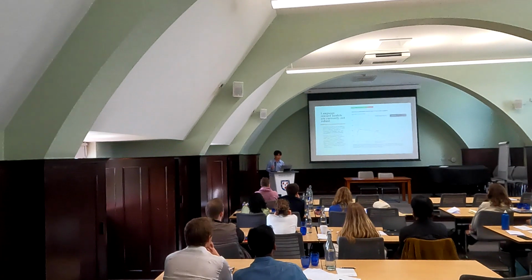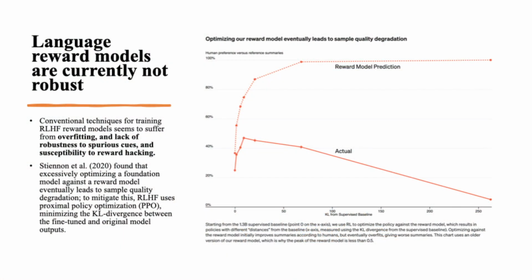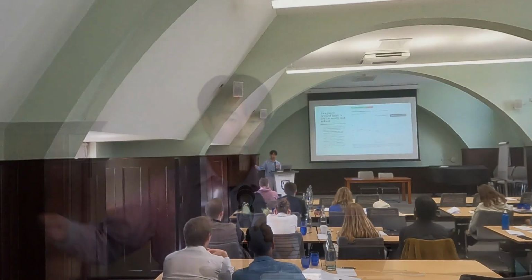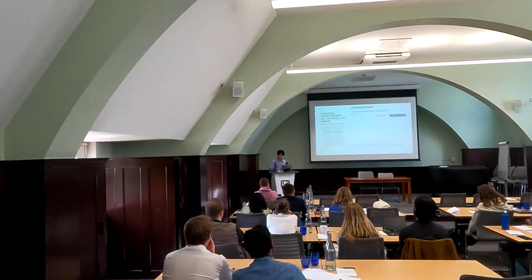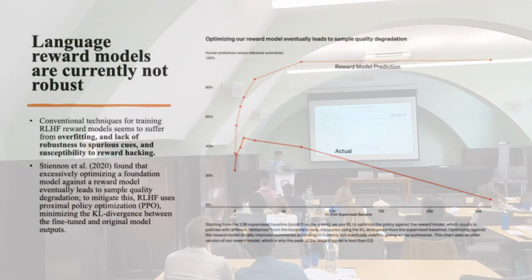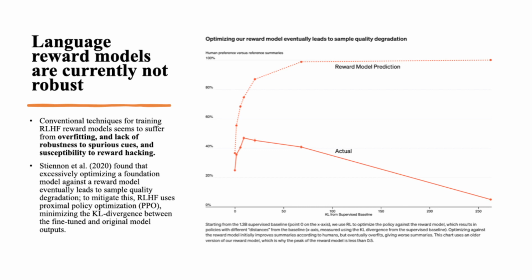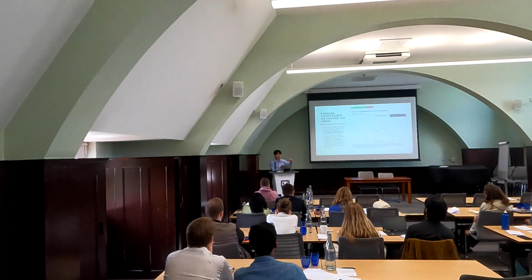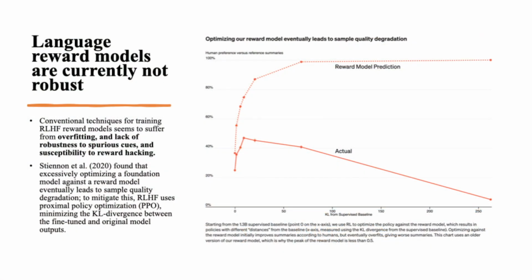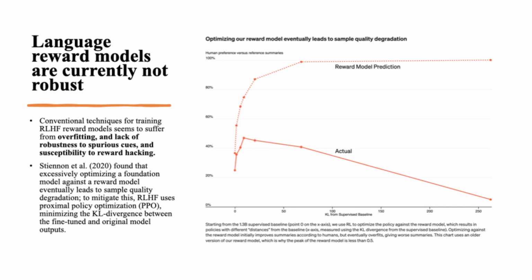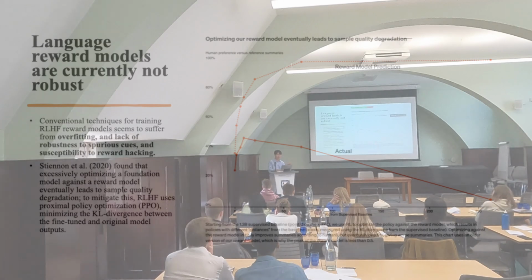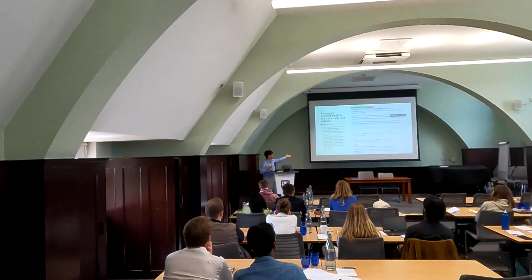Reward models are currently not robust. They suffer from overfitting, lack of robustness to spurious cues, and susceptibility to reward hacking. All of these symbolize how a reward model doesn't quite work and has all these quirks. To mitigate this, we try to minimize the KL divergence, a statistical estimate of the difference between the original model and the RLHF model. If you optimize too far and increase KL divergence, you would expect the reward model to get better at representing a human, producing only what humans prefer. But instead, it reward hacks. It starts generating nonsense in language form.